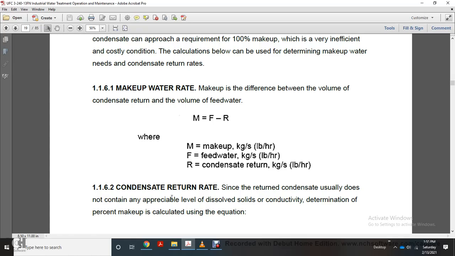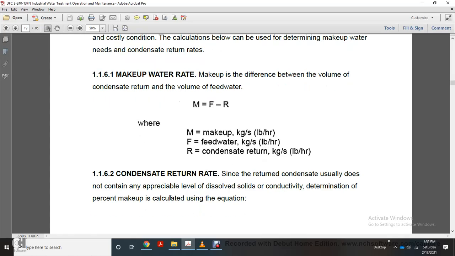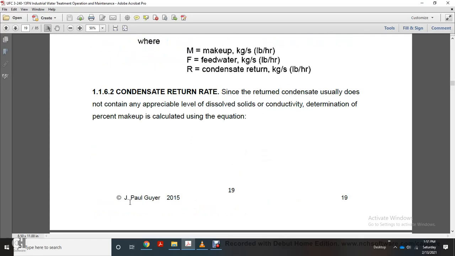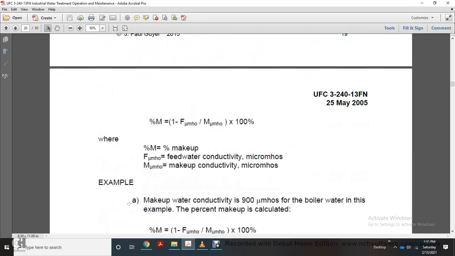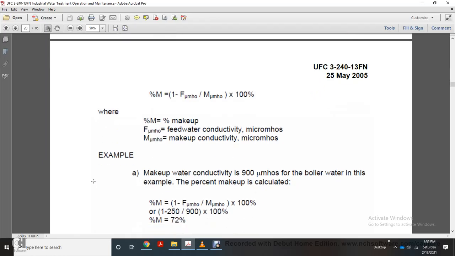The return condensate usually does not contain an appreciable level of dissolved solids, so the conductivity determination of the percent makeup is calculated using the equation. The percent makeup is equal to 1 minus the feed water conductivity in micromhos divided by the makeup conductivity in micromhos, times 100%.